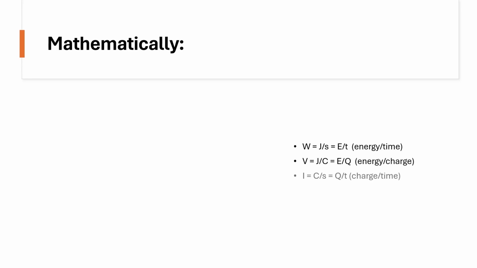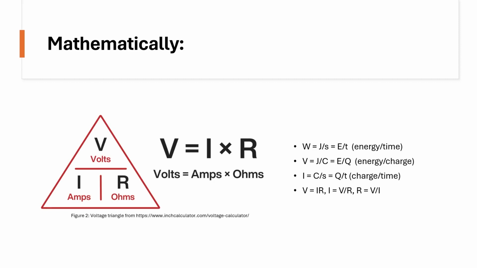Mathematically, we can look at it like so. What we know is that power is measured in watts, which are joules per second, or energy over time. Voltage is measured in volts, which are joules per coulomb, or energy over charge. Current is measured in amps, which are coulombs per second, or charge over time. And Ohm's law tells us that voltage is equal to current times resistance.